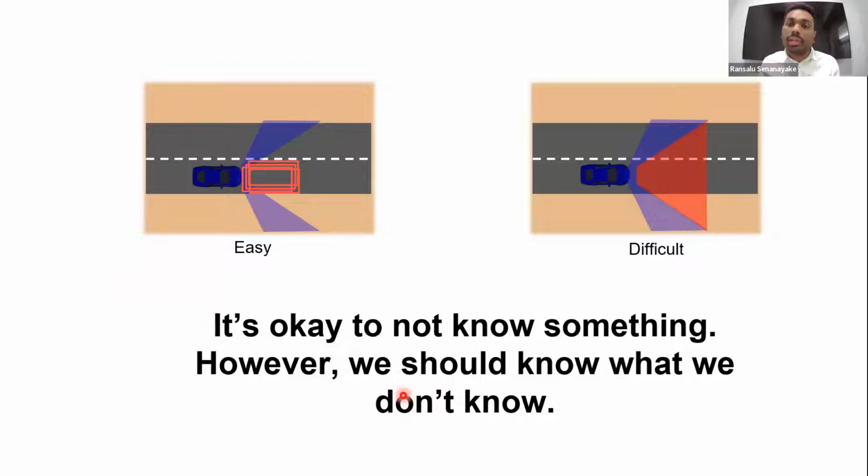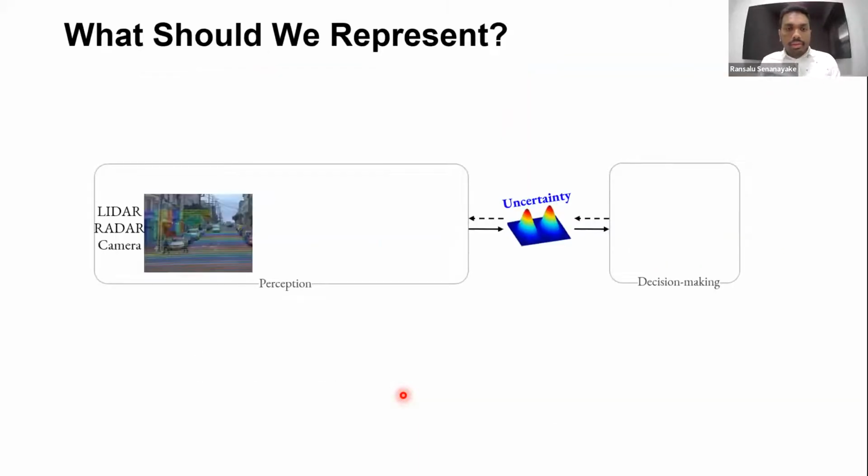So estimating epistemic uncertainty is hard. It's okay not to know something, but we should at least know that we do not know. That is why estimating the epistemic uncertainty is important. So we can get data from different sensors, and I said we need a representation with uncertainty. But what is the real representation we need?